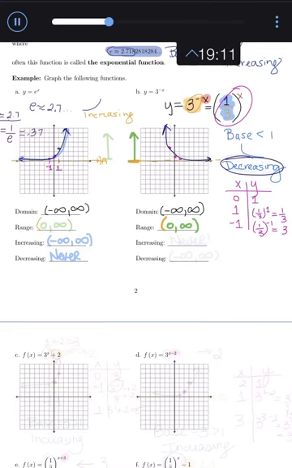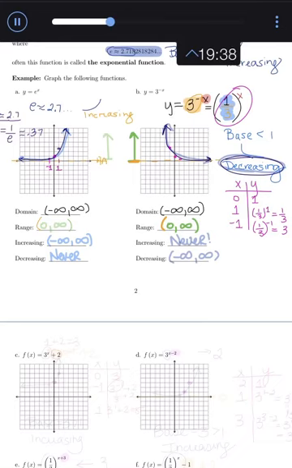Now, when is my graph increasing? If I were to trace this graph, when is it increasing? Well, let's see, if I trace my graph from left to right, notice it's always going down. It's always decreasing. So I'm going to say it's decreasing from negative infinity to infinity, which means when is it increasing? That would be never.